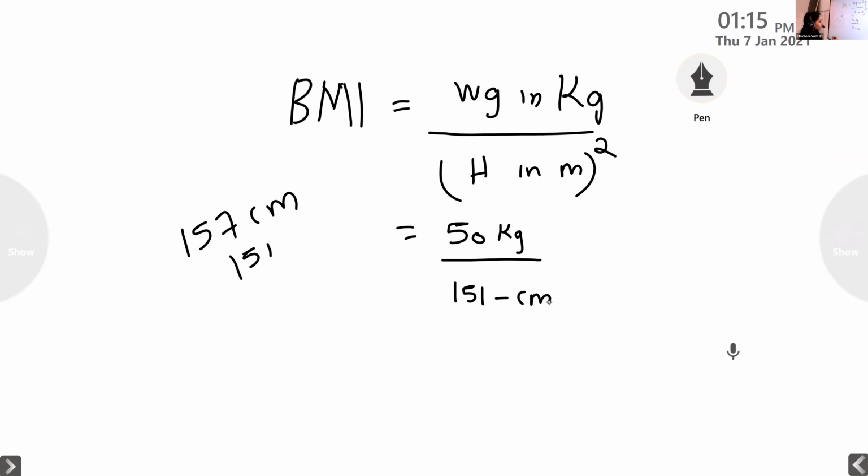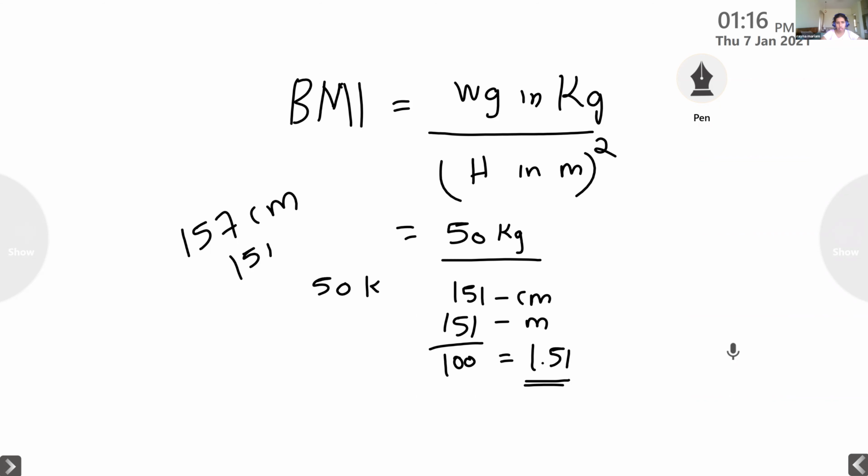So how do you convert it into meter? Divide by 100. Okay, so what's the value? 151 divided by 100? 1 point something. 1.51. Very good. So 50 kg by 1.51 square, which means 1.51 into 1.51.